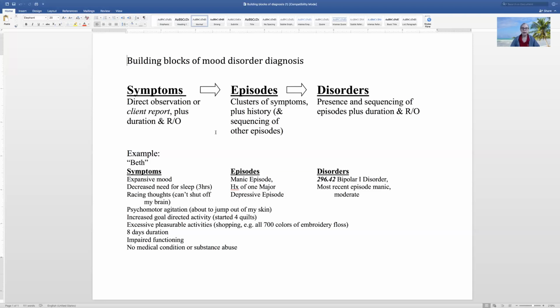So she had a manic episode and then a history of 1 major depressive episode, which will get you to a bipolar disorder diagnosis. Most recent episode manic, and it was moderate in severity. So in the next video, we're going to go over how to put these building blocks together to formulate either a bipolar disorder diagnosis or a mood disorder diagnosis.